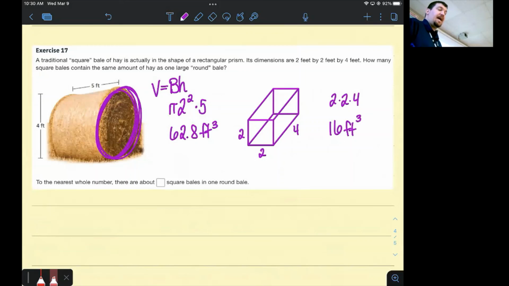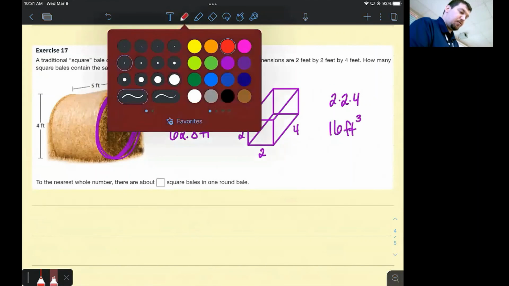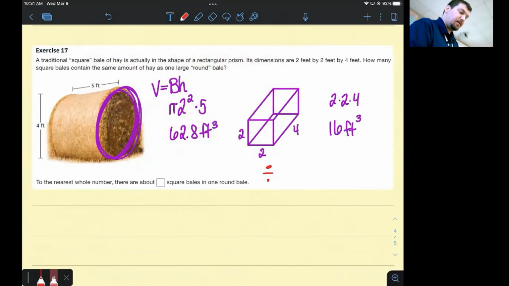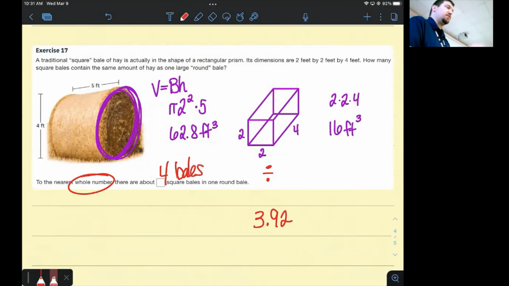So the next question would be, how do I determine how many of these 16 cubic foot square bales of hay can fit inside of the circle bale of hay? That's exactly right. Anytime I want to know how many times a number goes into another number, I just divide. What will you get when you divide 62.8 by 16? Okay. And again, it wants the nearest whole number. So would you say that's 3 or 4? That's going to be closer to 4. So 4 square bales would fit inside of the circular one.